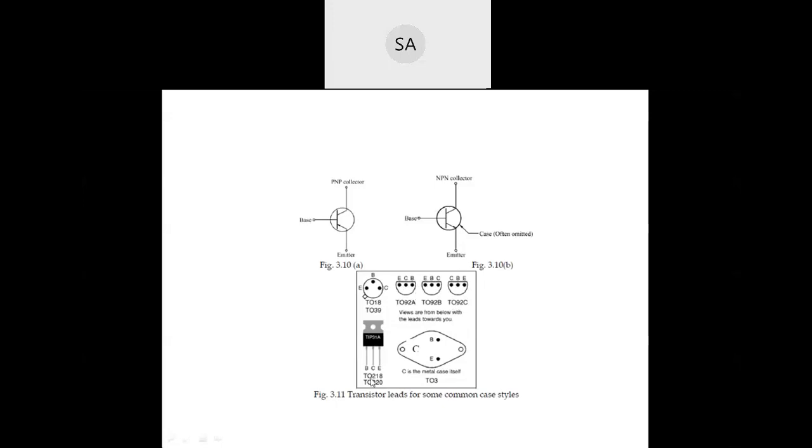And here it is TO218 and TO220. So this is the number identification of base, collector, emitter. Another type is the metal case itself. It is a metal case type of transistor, the TO3. So you have to identify the terminals: this one is base and emitter, and this middle one is the collector. So this is the identification of the component terminals of the transistors.